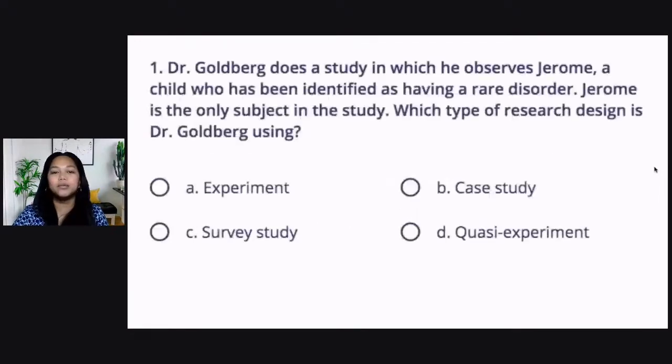We start with question number 1. Dr. Goldberg does a study in which she observes Jerome, a child who has been identified as having a rare disorder. Jerome is the only subject in the study. Which type of research design is Dr. Goldberg using? Is it letter A, experiment, letter B, case study, letter C, survey study, or letter D, quasi-experiment? Which one do you think is the correct choice for number 1?